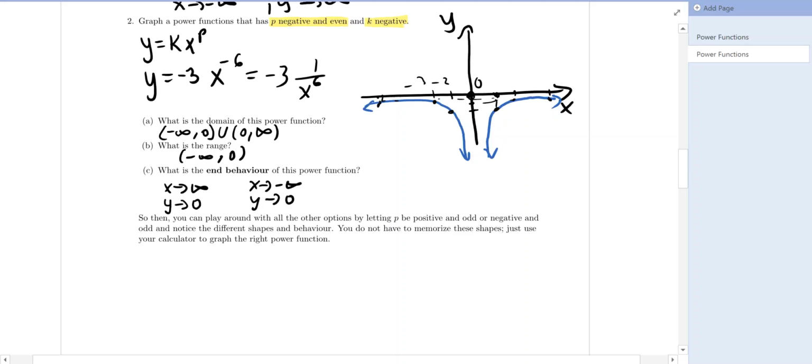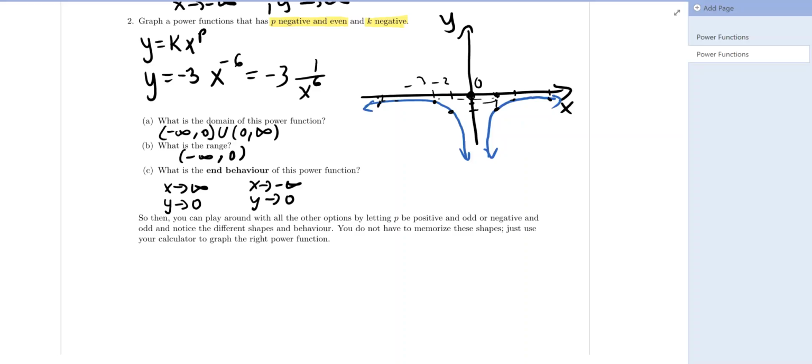So to find the graphs of the other power functions, you basically play around with all the other options. You're going to let p be positive and odd, or positive and even, and all that, and then you'll see how the graph looks. So you do not have to memorize how these shapes look. Just use your calculator and graph the power function that you are asked to graph.